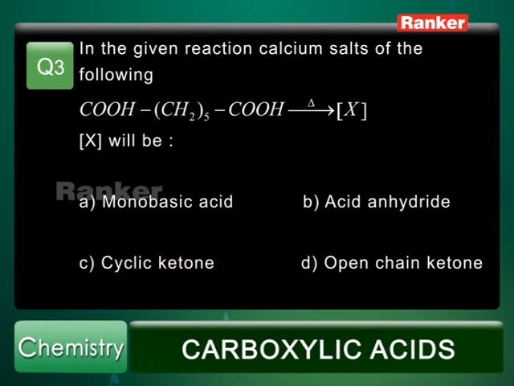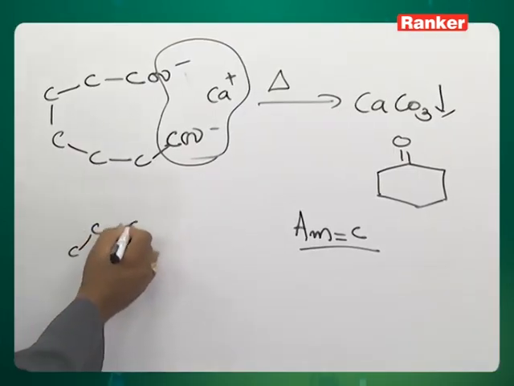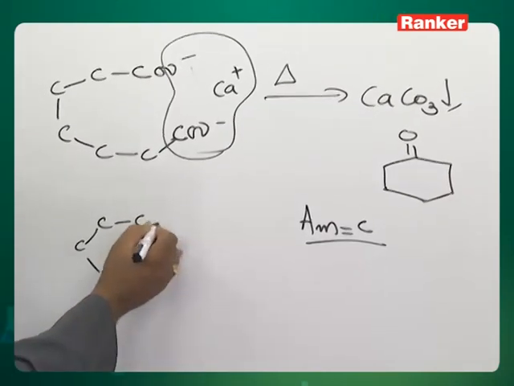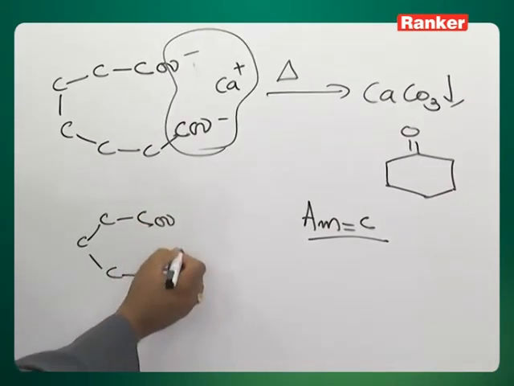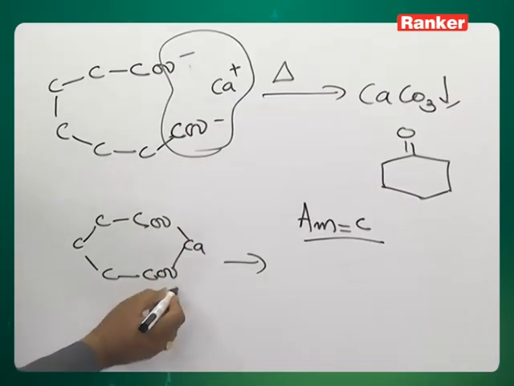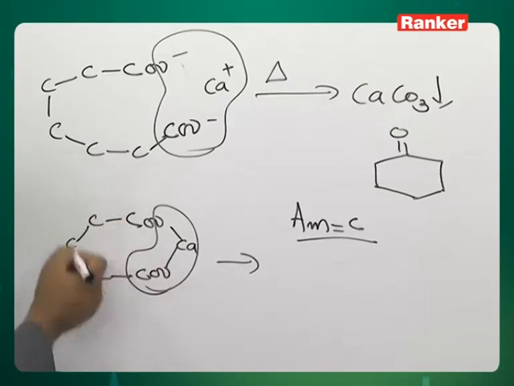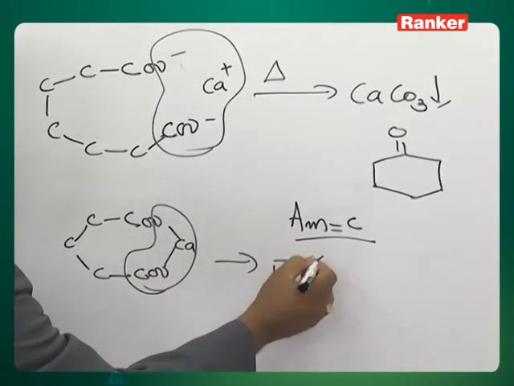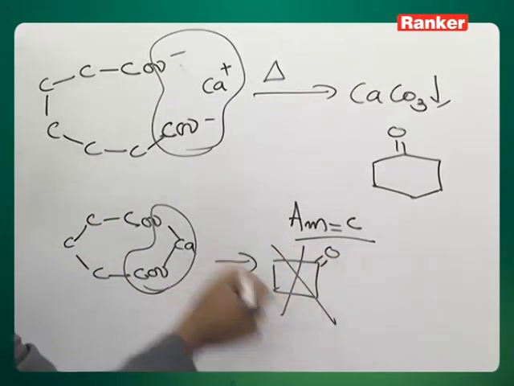However, the reaction has some concepts here. So option A is a monobasic acid. So acids will give ketones. Acid anhydride also has some validity here. For example, if a 5-membered acid is taken, this is called adipic acid. Calcium adipate, if it is taken and heated, you are supposed to get 1 calcium carbonate and a 4 carbon ketone, right? But the 4 carbon ketone is unstable.